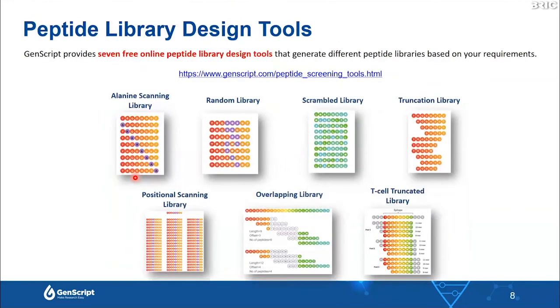So you can see, choosing a peptide library that's appropriate for the scientific question to be answered or the application is crucial. And at GenScript, we have 7 online library design tools, which I will be illustrating in the following slides, on the type of applications each library is good for.